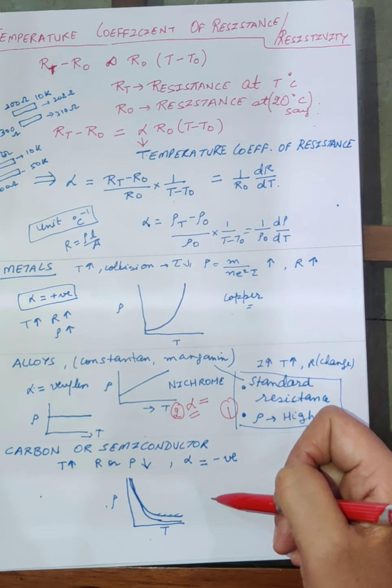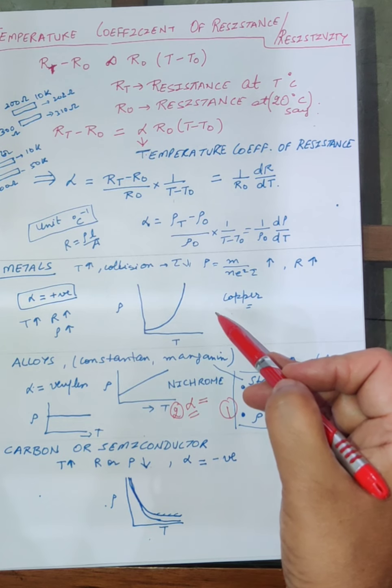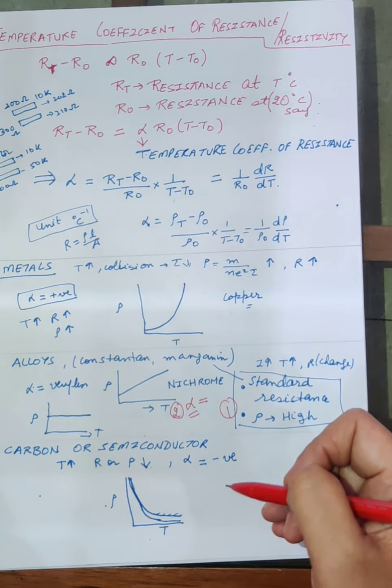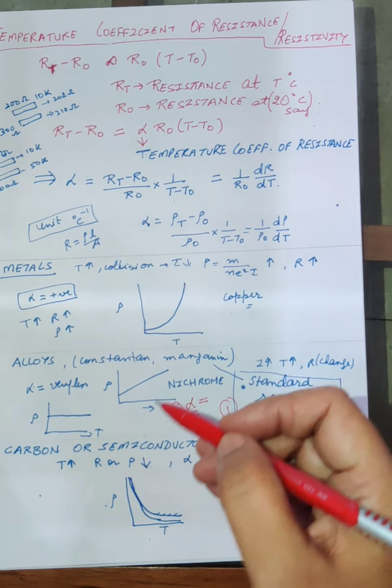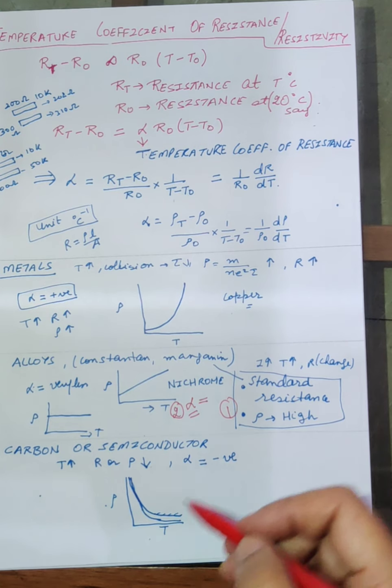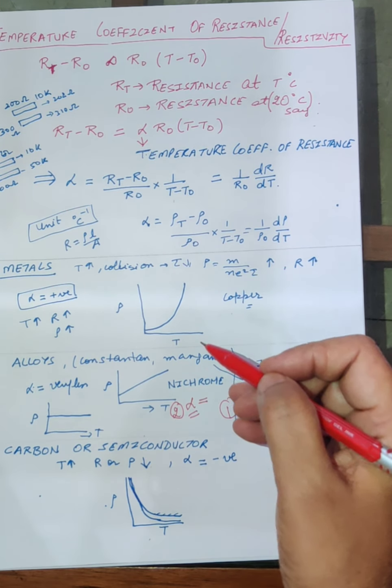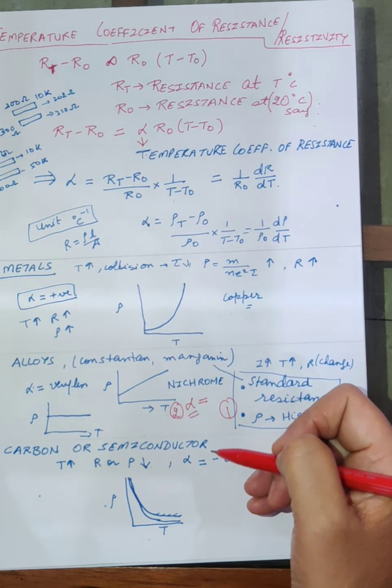Alright, so what we conclude: in the case of metals, alpha, the temperature coefficient of resistivity, is positive. For semiconductors, it is negative, and for alloys, it varies very little. We can say that they have a weak dependence on the temperature.